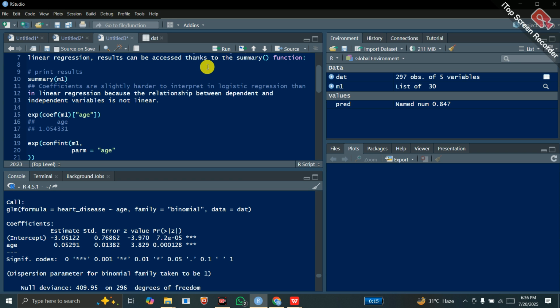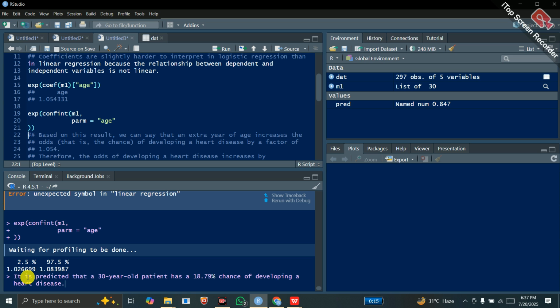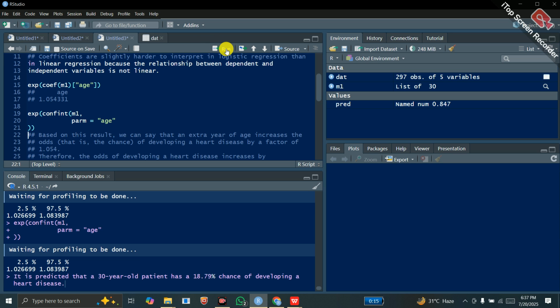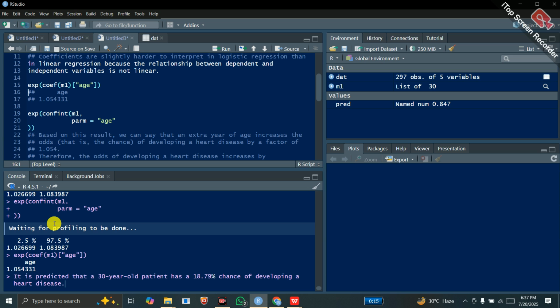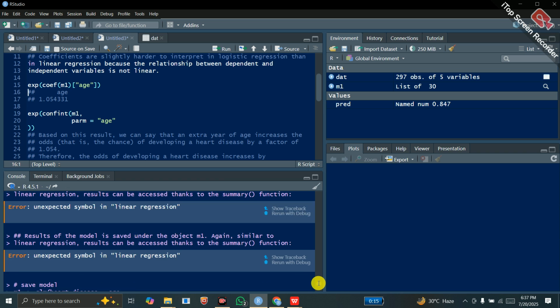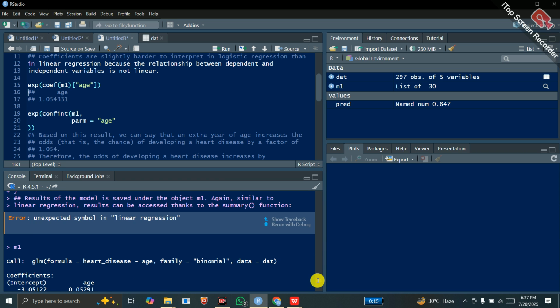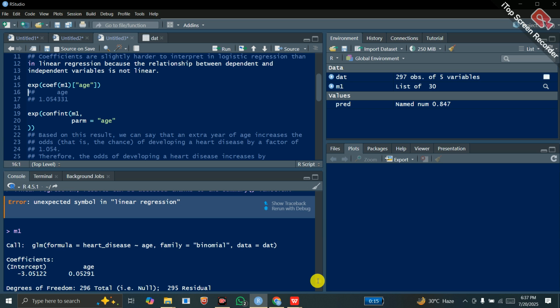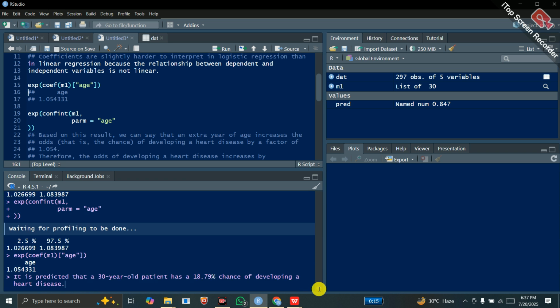So let me try it, and it has now been estimated as 1.05. Sorry, it should be this one. So the odds ratio has now been estimated. If you remember, the coefficient of age in the original model was equal to 0.05291, but when I converted that into an odds ratio, the odds ratio for this coefficient is equal to 1.054.